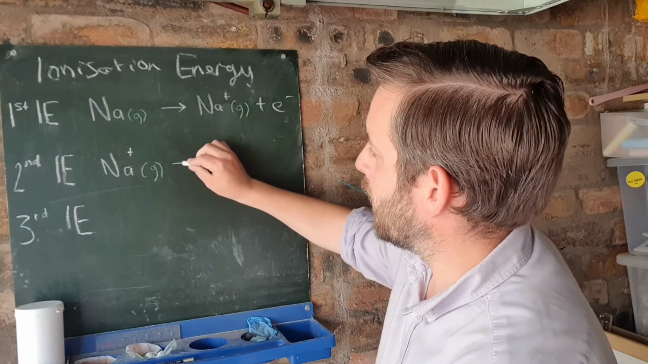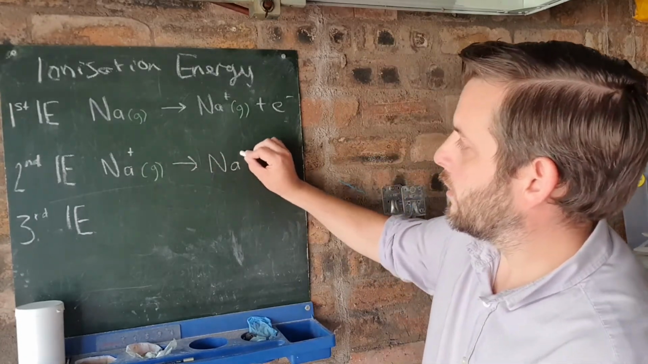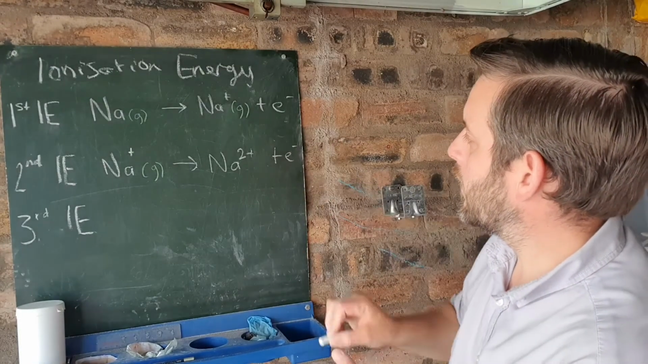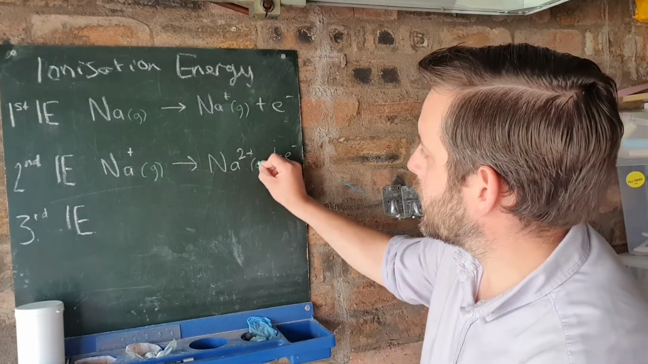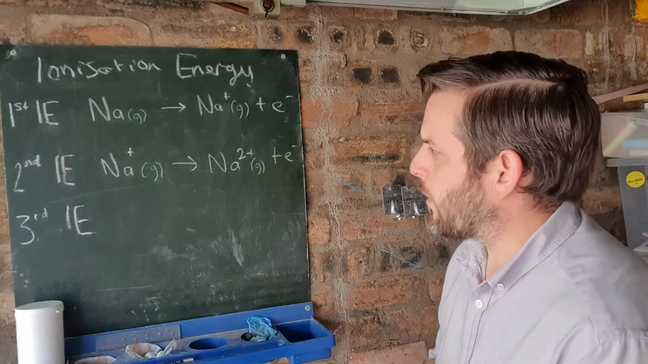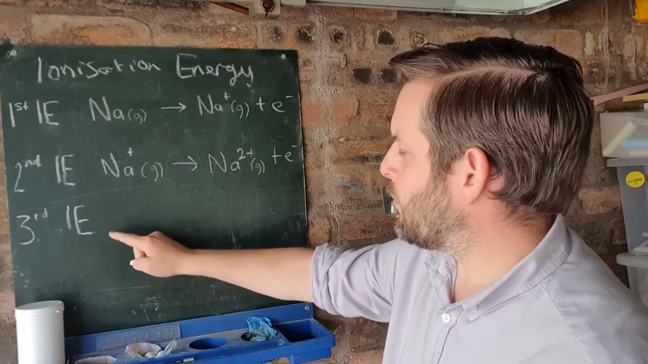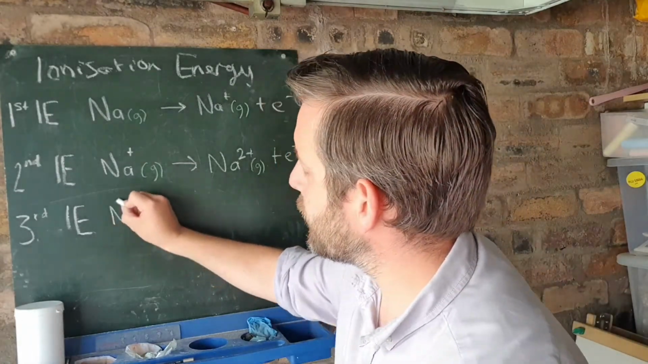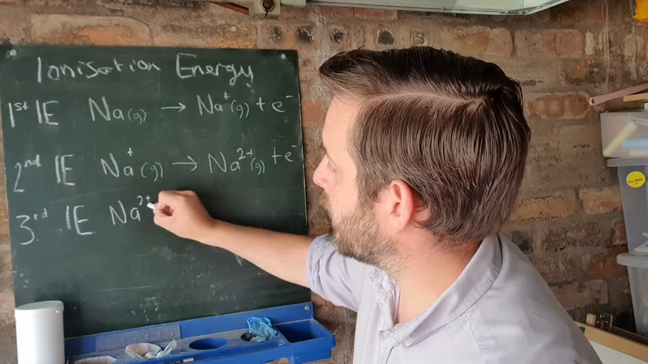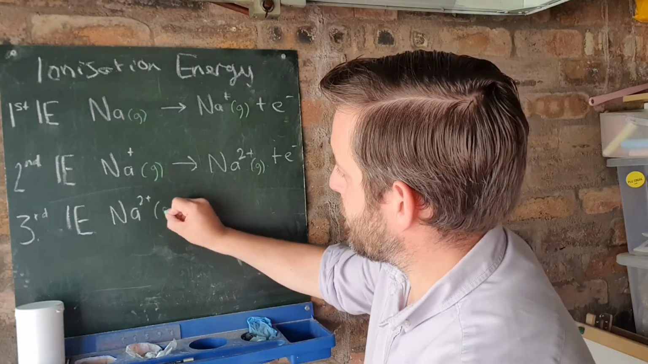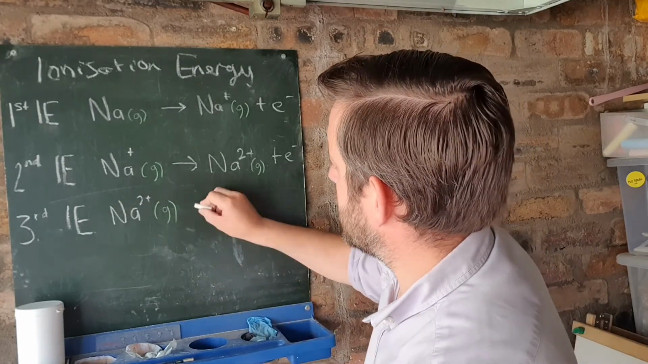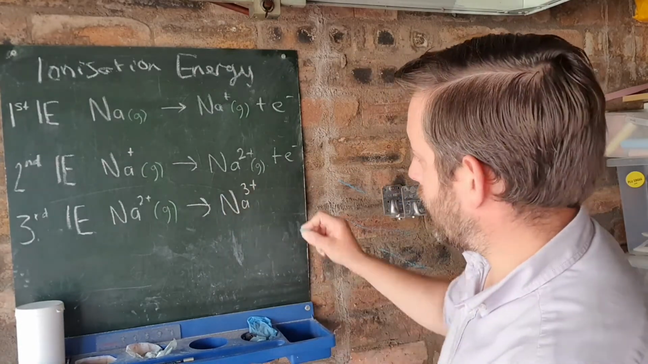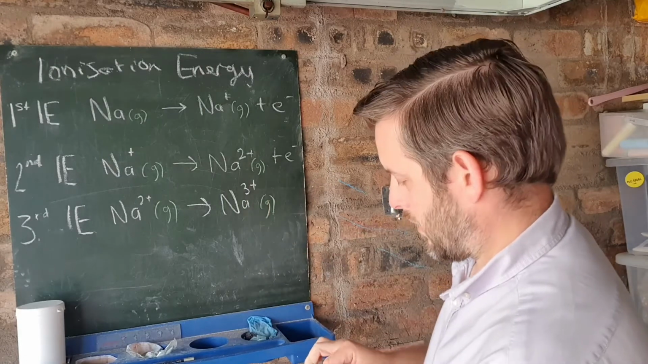So what's that going to look like? That's going to give you an Na2+ ion and an electron, and that remains in the gas phase. So no prizes for working out then. The third ionisation energy will be taking away the third electron. So you're already starting with a 2 positive ion. Similarly, Na2+ in the gas phase, turning into Na3+ in the gas phase, and an electron.